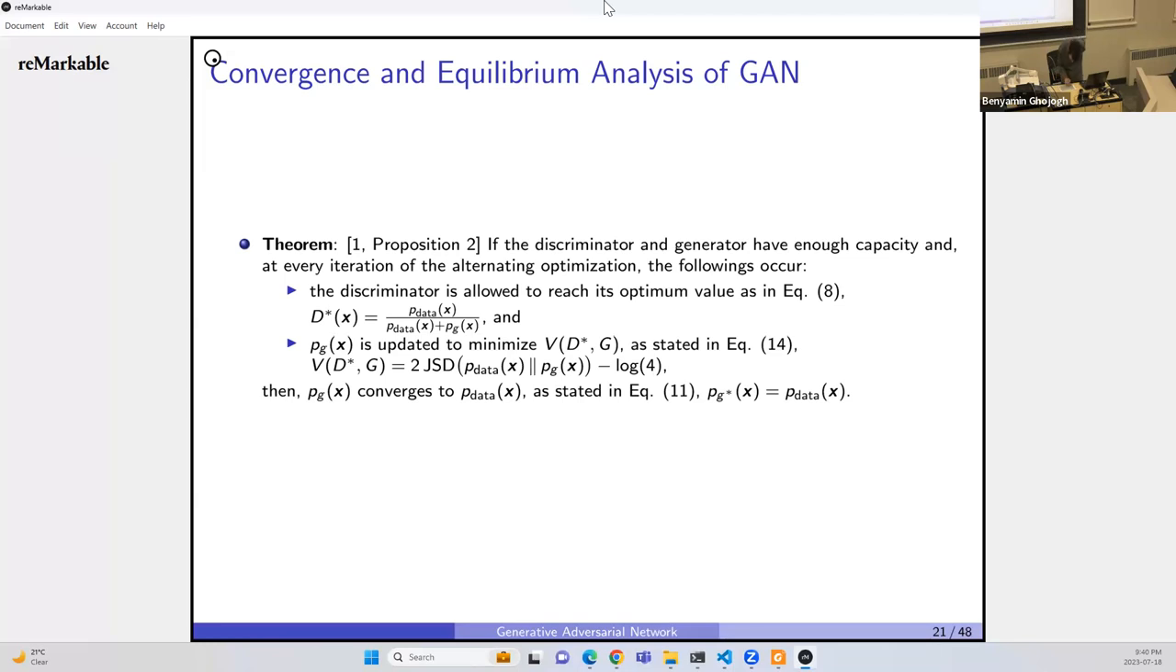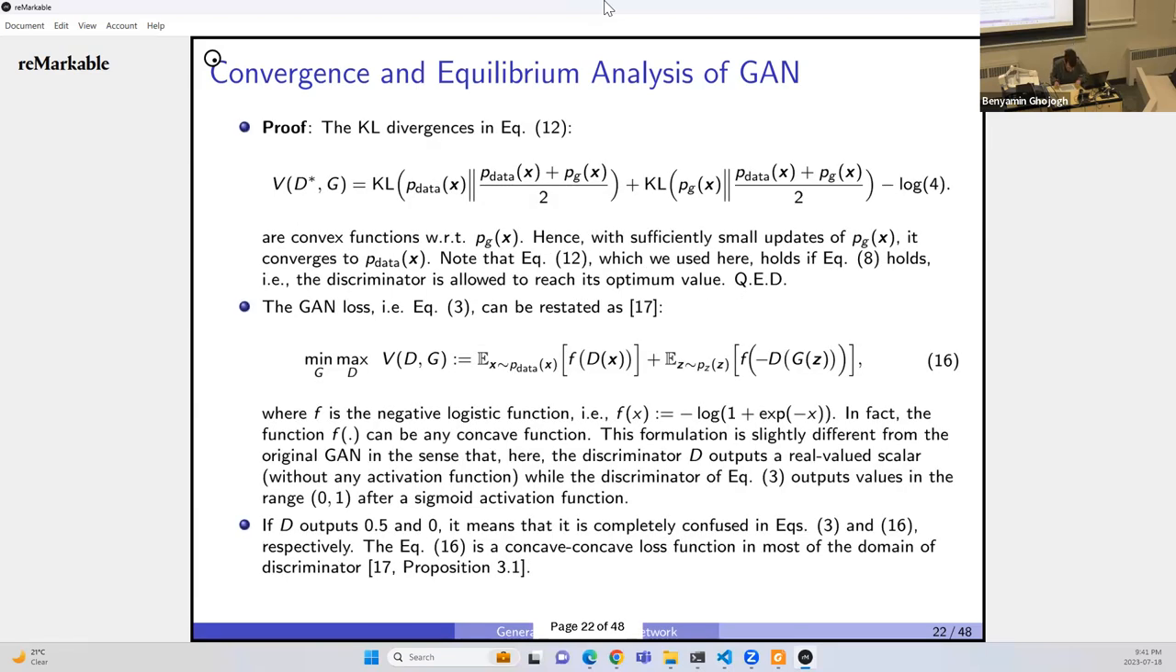As I said, we had this. If the discriminator and generator have enough capacity, and at every iteration of the alternating optimization, the following occurs. What do we have? The discriminator is allowed to reach its optimum value, which is this, which we found. And P of G of X is updated to minimize this. Right? Then we'll have this. This is what we found. So let's see the proof.